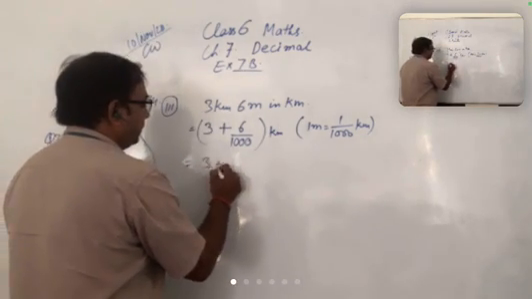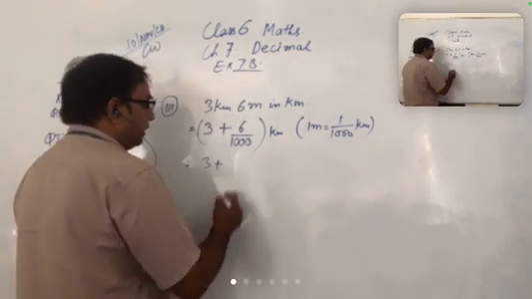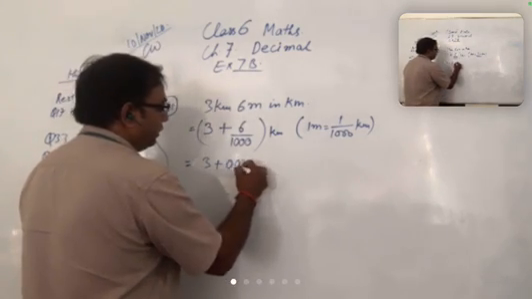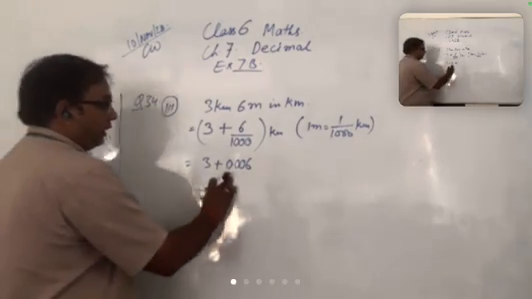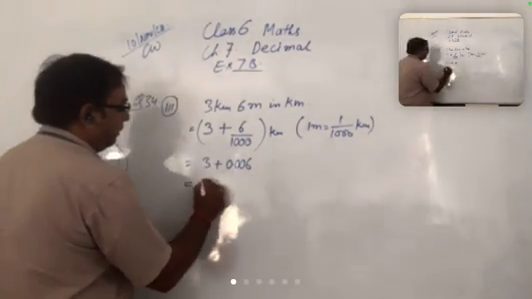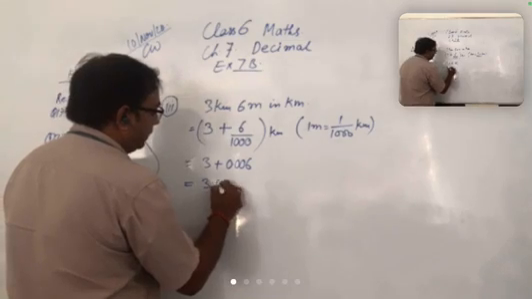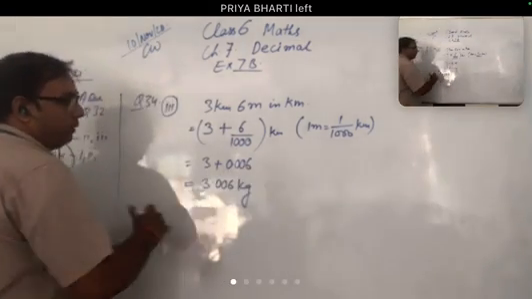So 3 plus, now this is 6 upon 1000. How do we write 6 upon 1000? 0.006. Okay, and then it will be 3.006 km. Now look, let me teach you how to add this.